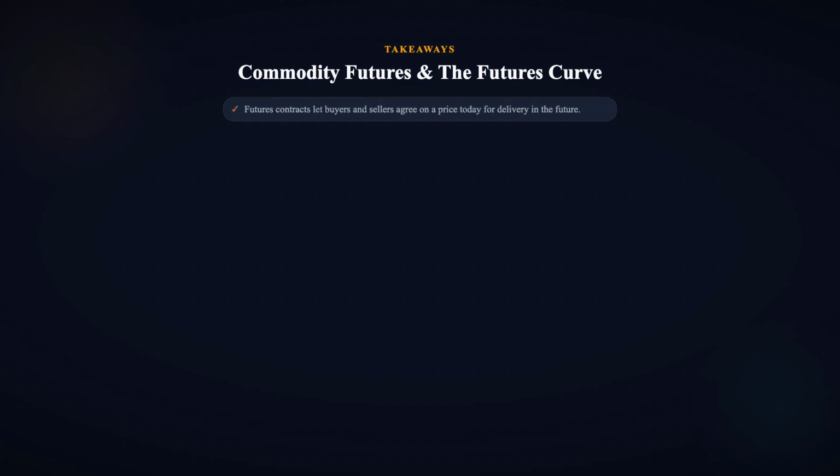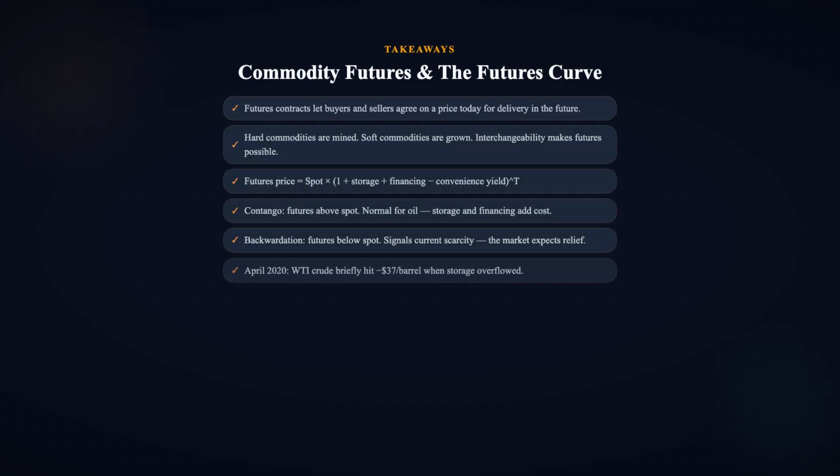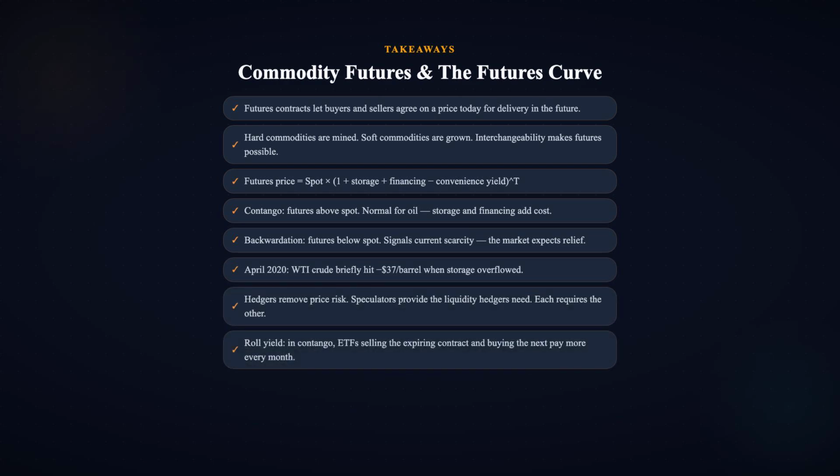Commodity futures let buyers and sellers agree today on a price for future delivery. The futures market solves the planning problem. Spot price is today's price. Futures price reflects spot plus the cost of carry. Storage, financing minus convenience yield. Contango means futures above spot. Abundant supply, storage costs dominate. Backwardation means futures below spot. Scarce supply, holders prize immediate possession.